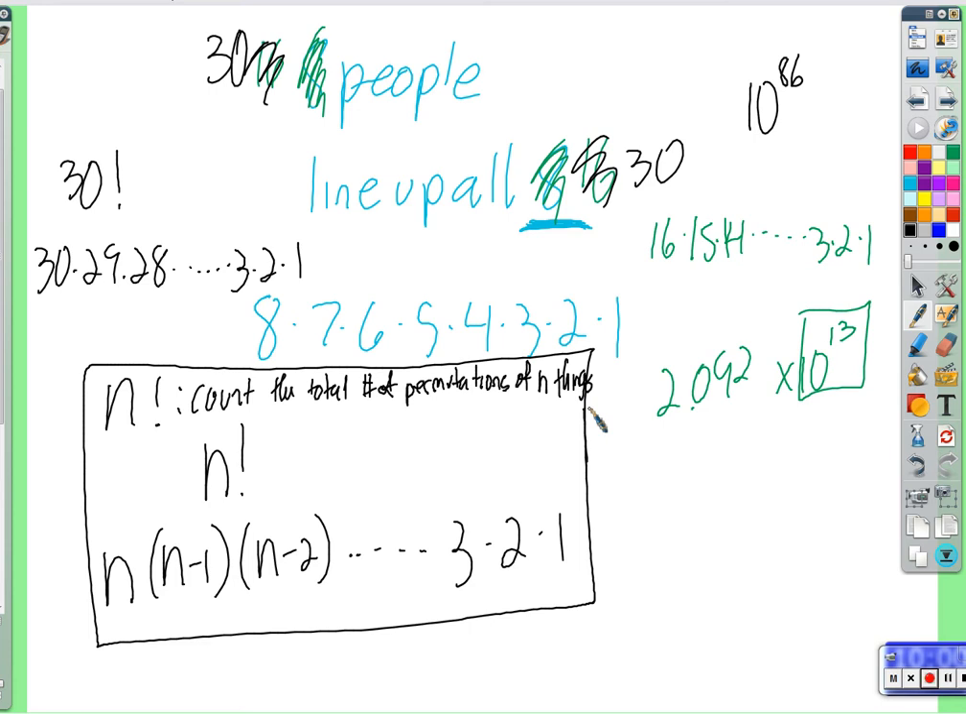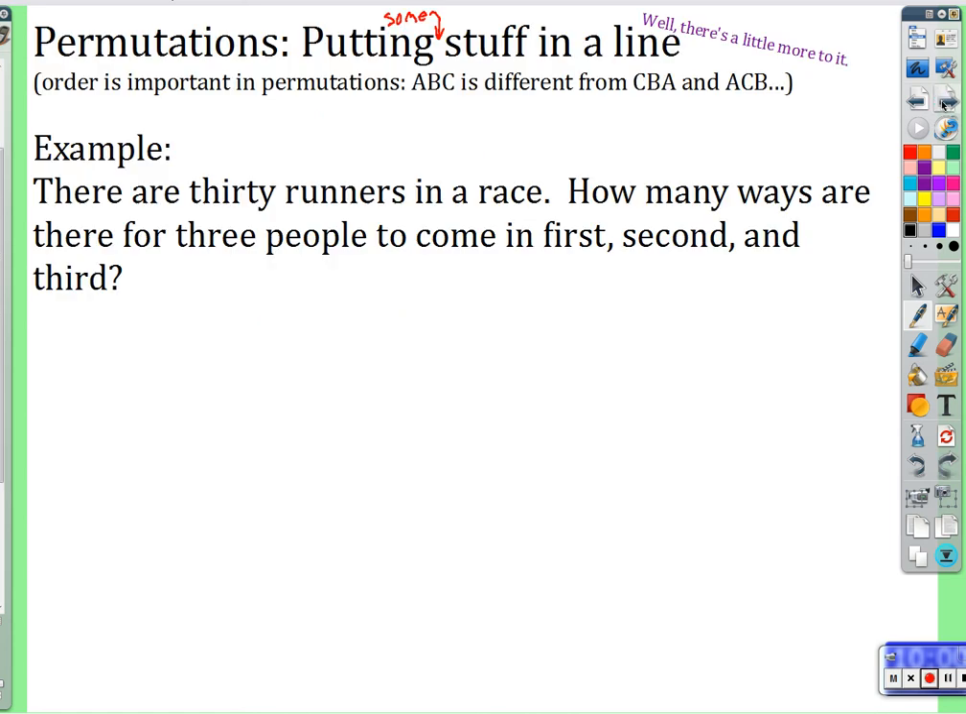But next, we move into permutations, not of all the things, but of some of the things. So first I said it was just permutations, just putting stuff in a line. But there's a little more to it. It's not just putting all of them, but putting some of those things in a line, which is a little bit tricky.